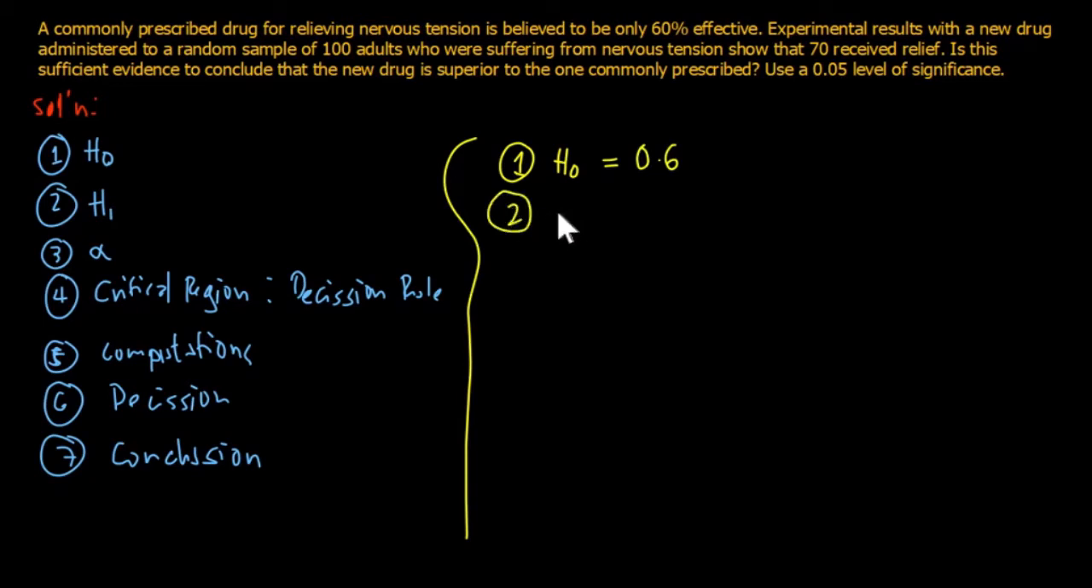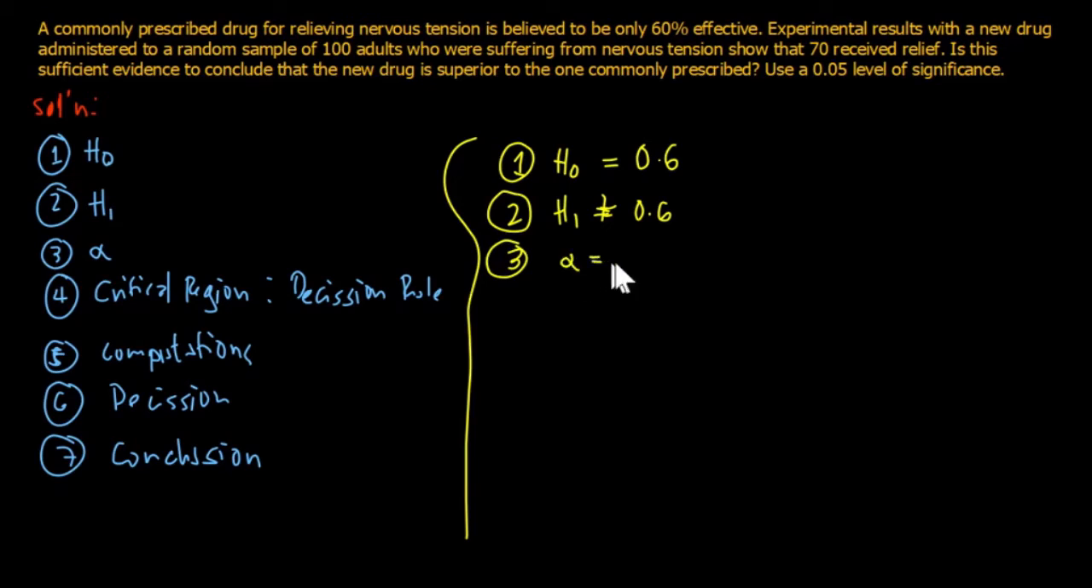Then our alternative hypothesis, we will say that it is effective. So it is much superior compared to the commonly prescribed drug, then it will have a higher effective rate, which is higher than 0.6. Okay, so by this one, you could say that we will have a one-tailed test. So that conclusion will be much useful on the later steps.